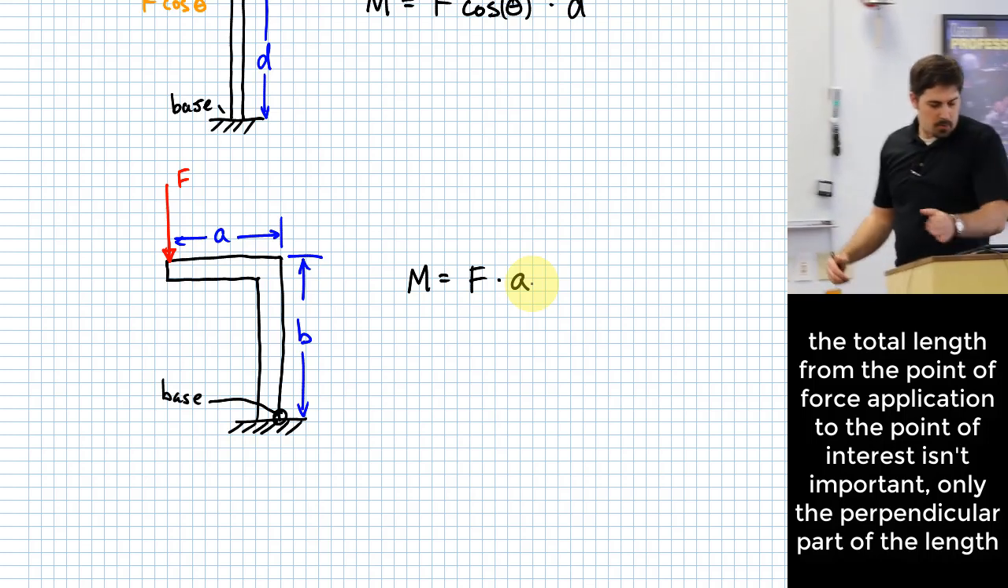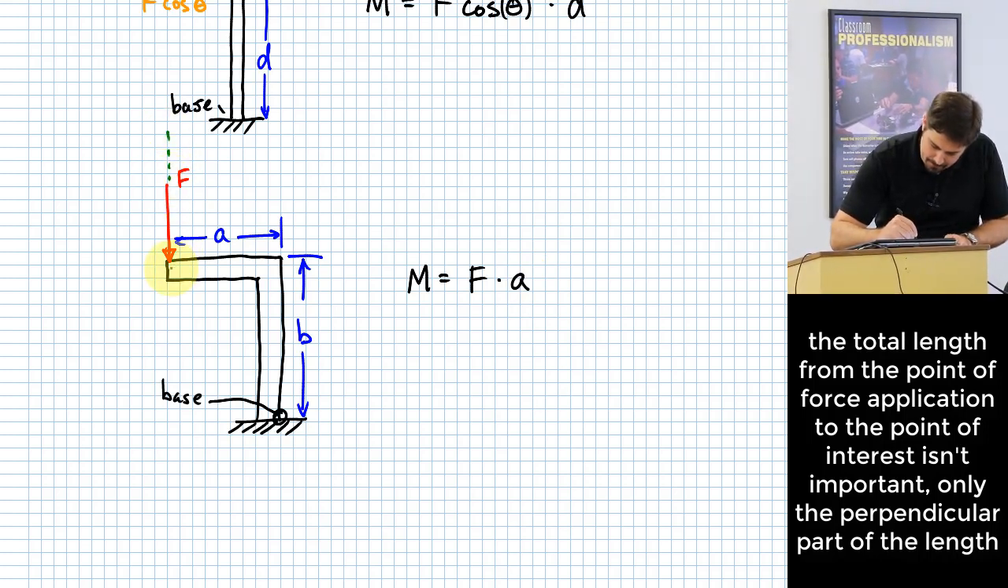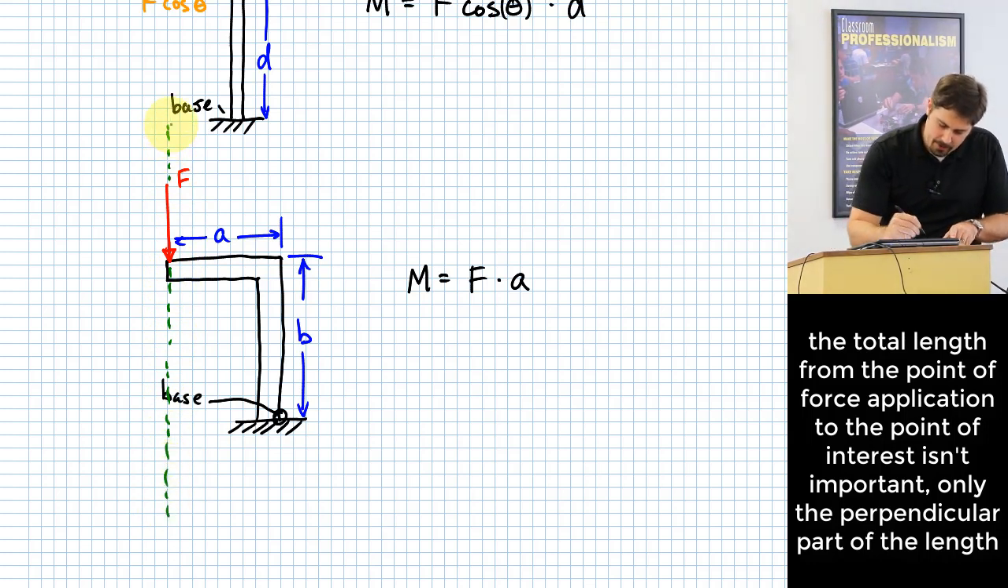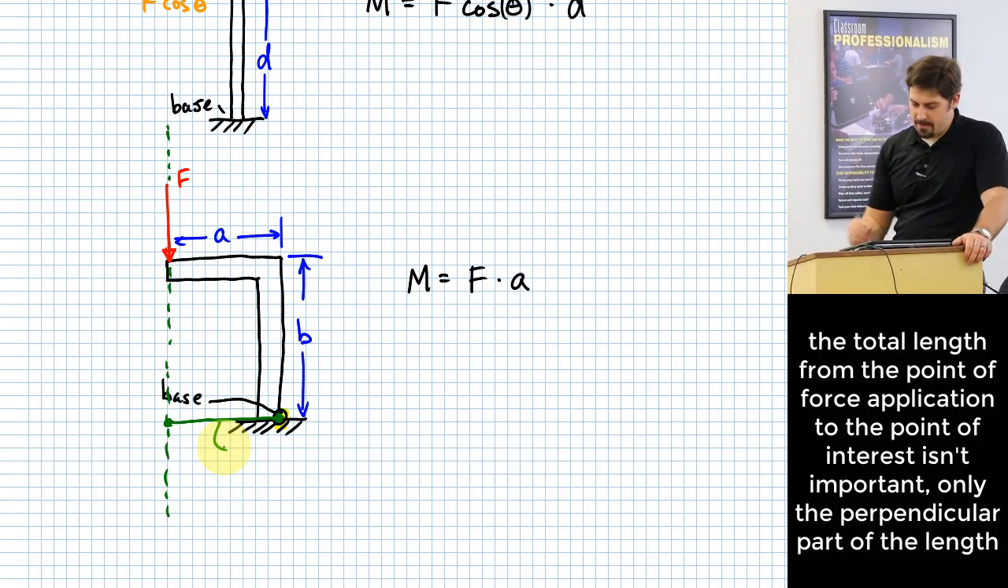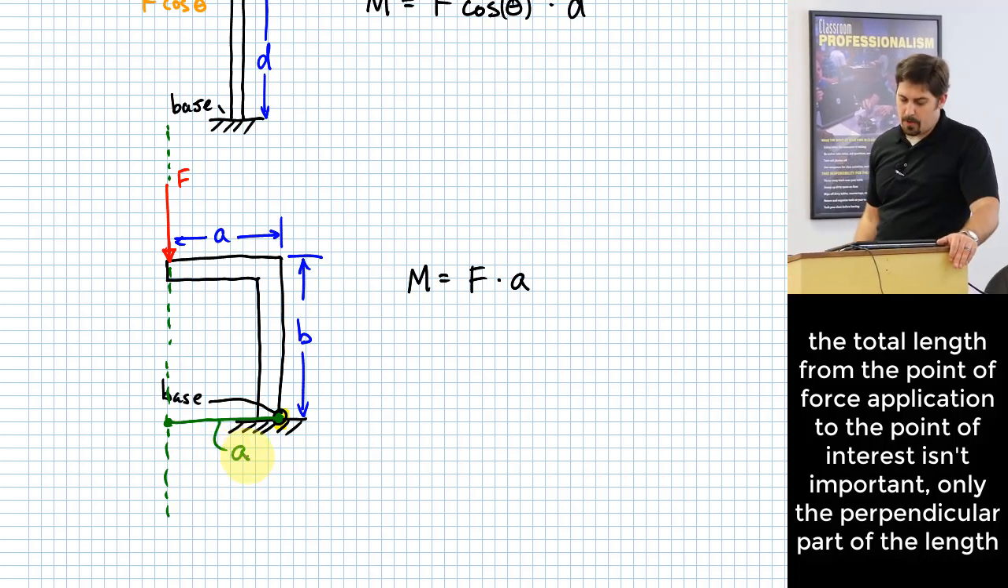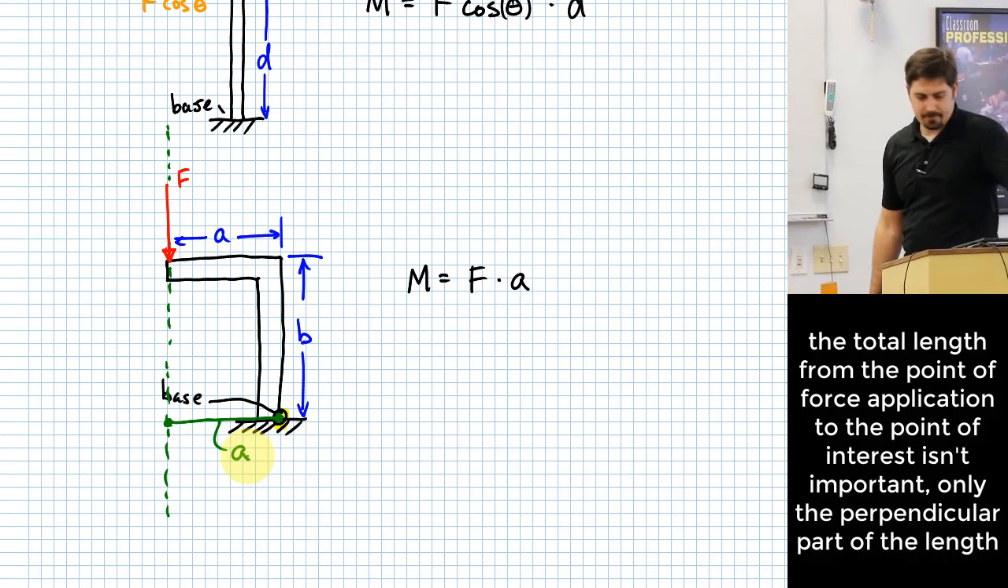Okay. So what you do here is you look at the line of action of the force, and imagine this line extending up and down forever. You say, I'm trying to find the moment about a particular point. What you do is you draw a line from this line of action to that point. How long is that line? A. And that is how you figure out your moment about that point.